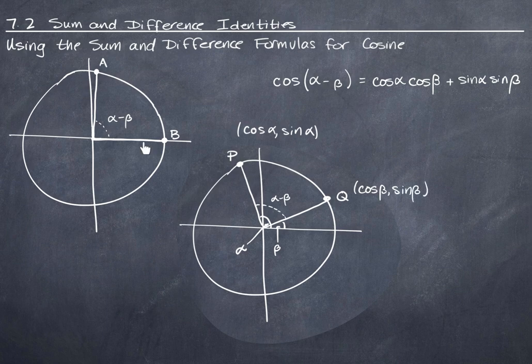In the original diagram that I changed, this angle has measurement alpha minus beta. Remember back here we said that this is alpha, this is beta. When you take the difference of those two, you still end up with an angle. This angle is just this angle rotated, so it has the same measurement, alpha minus beta. That's its size. So the coordinates of point A are going to be cosine of alpha minus beta, sine of alpha minus beta.